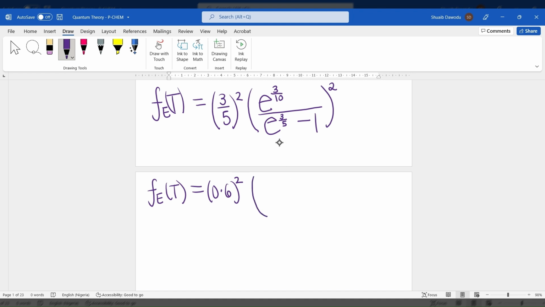Do whatever is easy for you. You can just input this information in your calculator, but I like to do my work step by step because usually professors will like step by step.